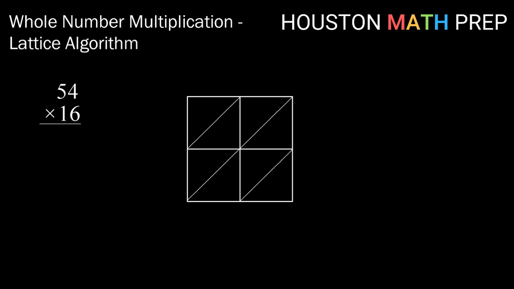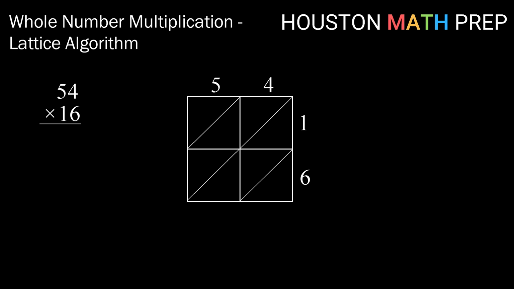In order to perform lattice multiplication, we need to draw our lattice here. So because we are multiplying a two-digit number with a two-digit number, our lattice needs to have two columns and two rows. Then we want to draw diagonals through each of our boxes. Once we have that built, we want to go ahead and put one of our values at the headings of the columns and one at the sides of the rows. All right, once we've got everything labeled, now we're ready to actually do some multiplication.